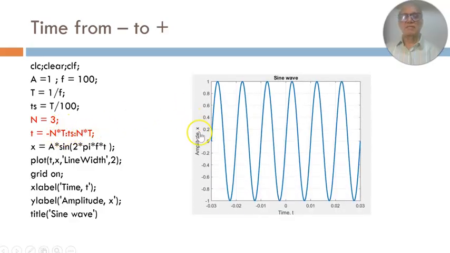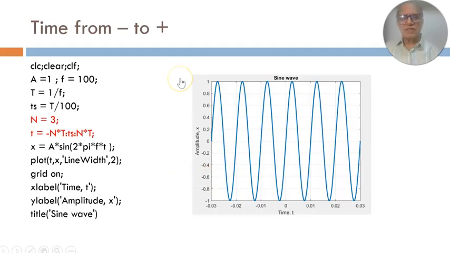So let us see this. You can see 1, 2, 3, 4, 5, 6 cycles. It starts from minus 0.03 because you have written minus nT, and goes up to plus nT, 0.03. The rest of the things are similar. So that is how you plot the sine wave.